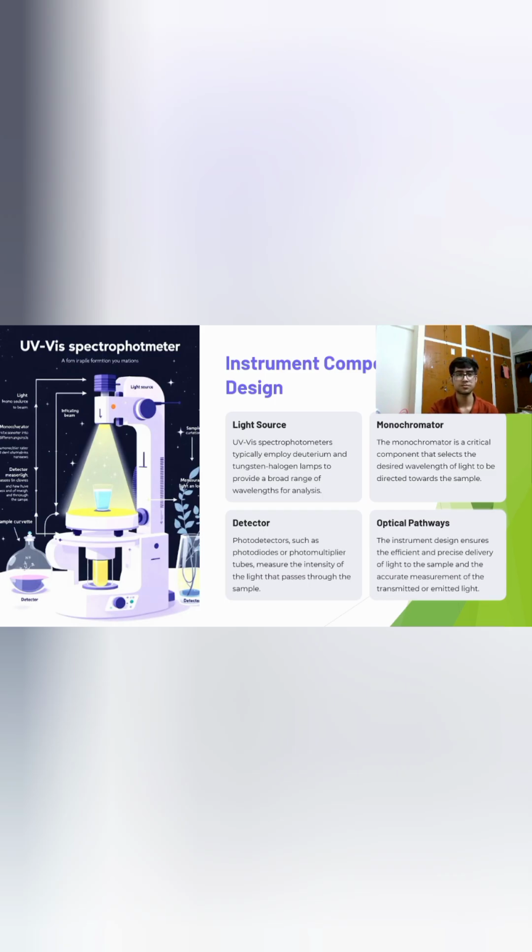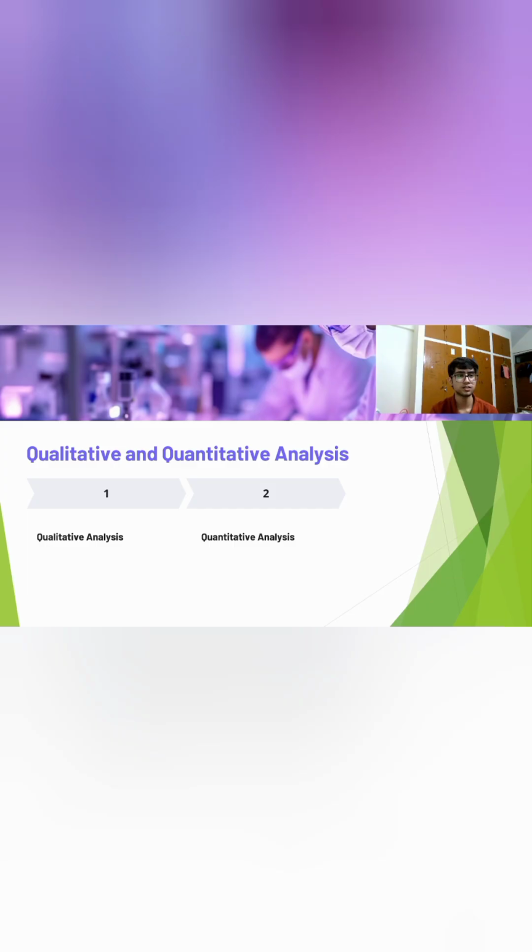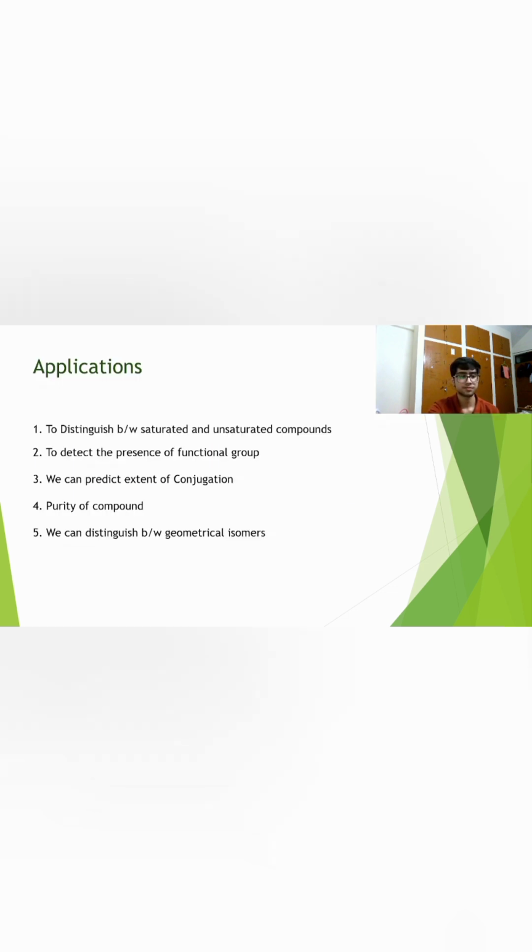Now let's further see the qualitative and quantitative analysis. So first is qualitative analysis. UV visible spectroscopy can be used to identify and characterize unknown compounds based on their unique absorption or emission spectra. Next is quantitative analysis. By applying the Beer-Lambert law, the concentration of a specific analyte in a sample can be determined from the measured absorbance.